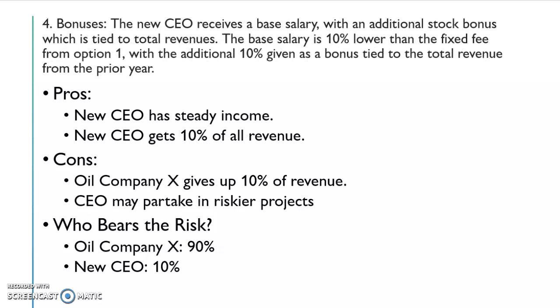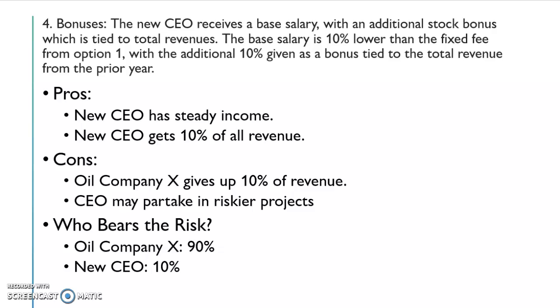In our fourth scenario here, we look at bonuses. The new CEO receives a base salary, with an additional bonus tied to the total revenues. The base salary is 10% lower than the fixed fee from option 1, with an additional 10% given as a bonus tied to the total revenue from the prior year. Our pros in this one are that the CEO has a steady income and gets 10% of the company's revenue, which would be very attractive to the CEO.